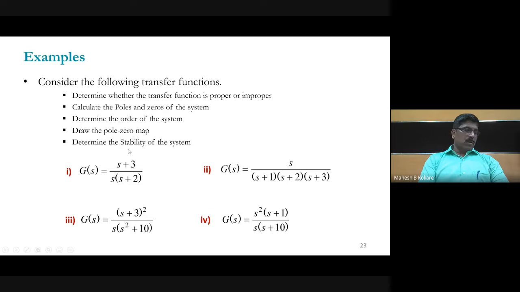Now, quickly, consider the following transfer function and determine whether the transfer function is proper or improper. I hope that you can do it on your own. Already we have taken such kind of example.